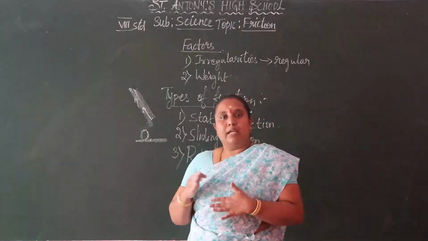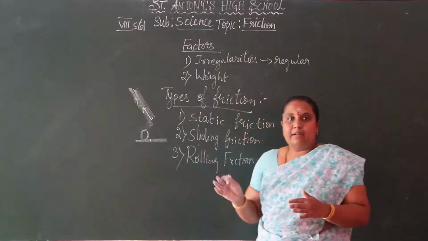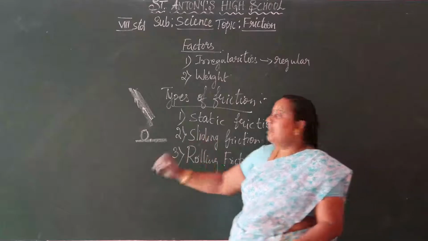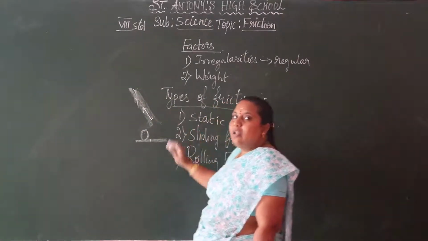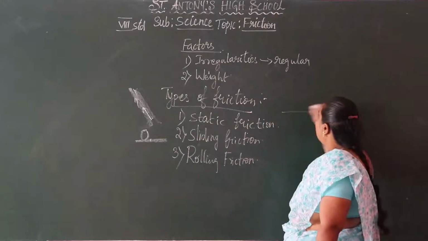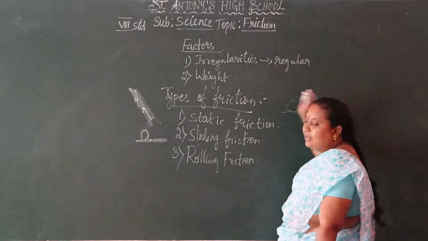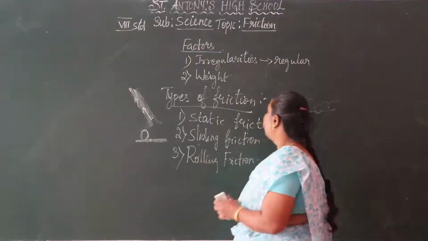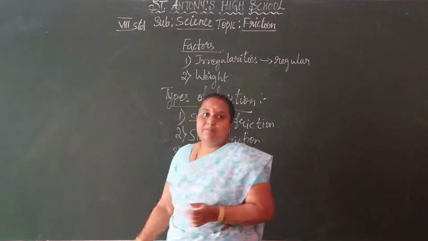Sliding friction and rolling friction are most probably similar. Sliding means the object is coming in contact with the surface, and rolling means the ball is rolling over like this. Understood, children? Rolling friction and sliding friction.